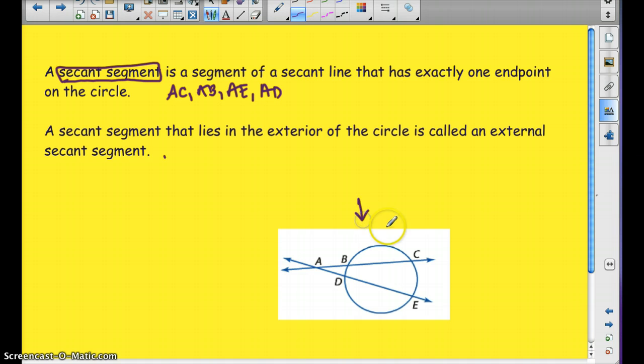Here is your visual. A secant segment that lies in the exterior of the circle is called an exterior secant segment. And examples of those would be AB and AD, because a segment that lies in the exterior of the circle ends up on the outside of the circle. These two do. All right, so if you haven't had a chance to write this down, please do so at this time.